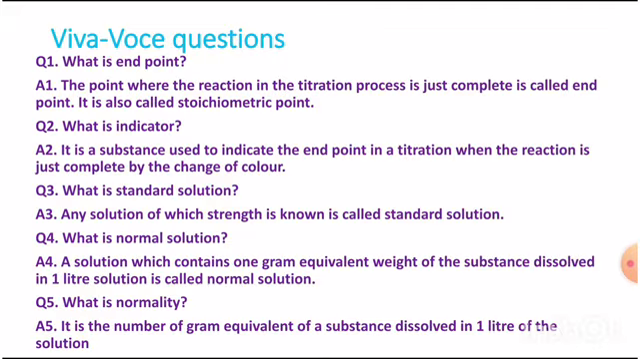Viva voce questions. What is an end point? The point where the reaction in the titration process is just complete is called end point. It is also called stoichiometric point. What is an indicator? It is a substance used to indicate the end point in a titration, where the reaction is just complete, by the change of color.